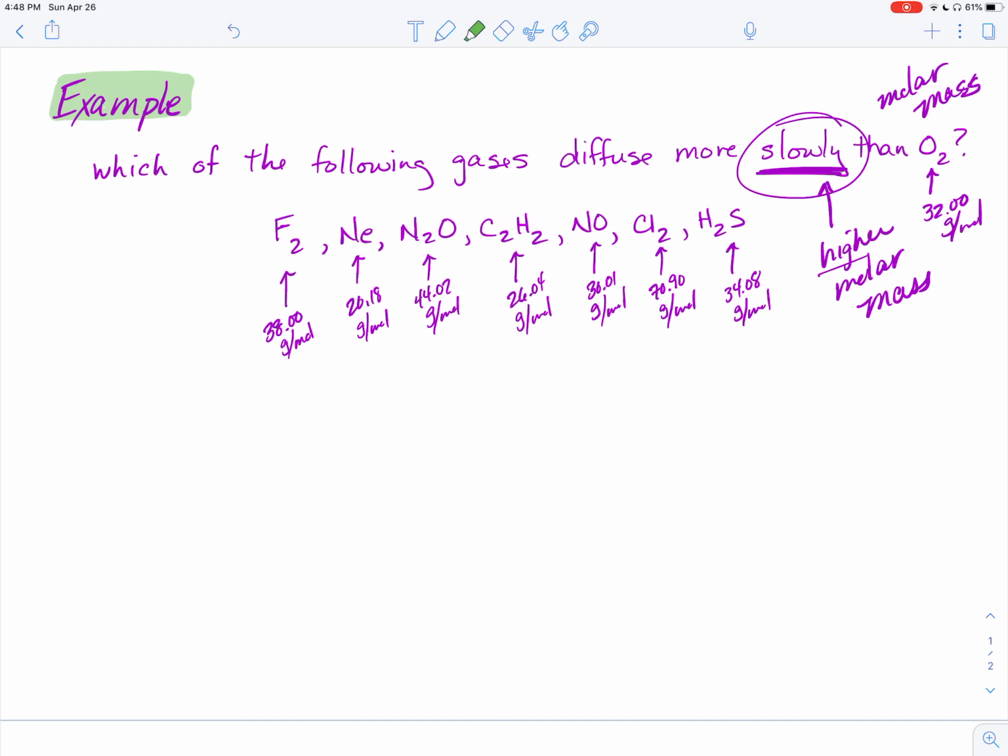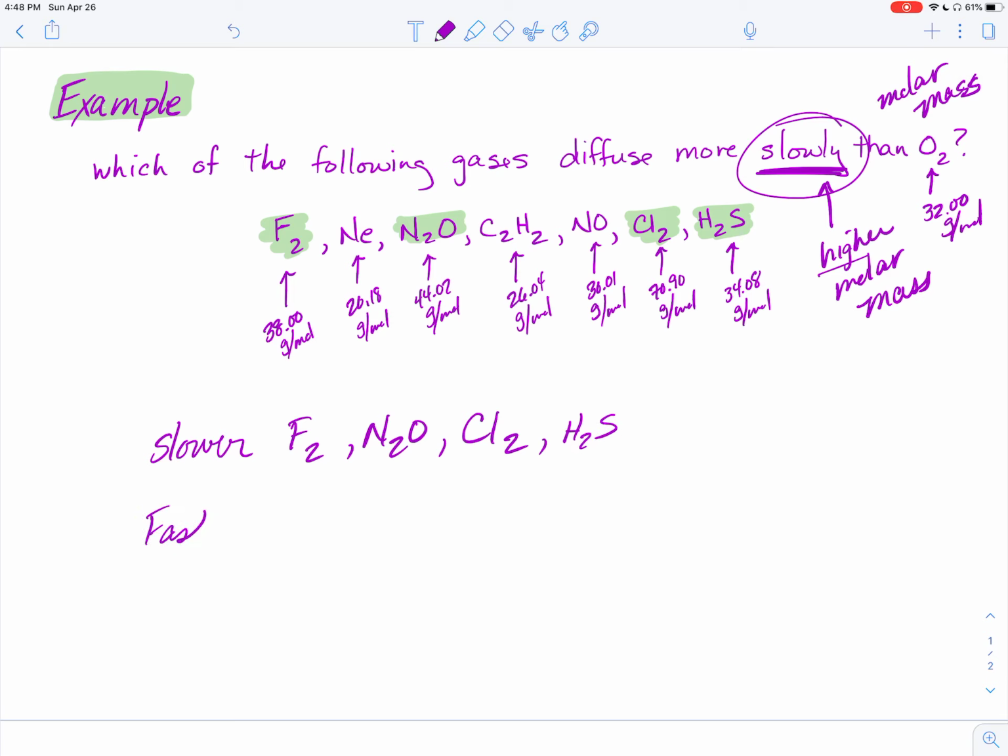So it turns out F2, N2O, Cl2, and H2S. Those are going to be the molecules that move slower than O2, and that would be our answer. Some of the other types of questions we could ask about something like this, what might be, which ones go faster? In that case, you would do neon, acetylene, nitrogen monoxide.